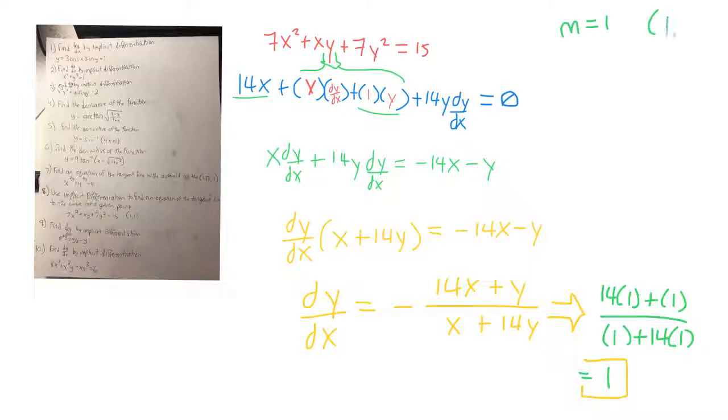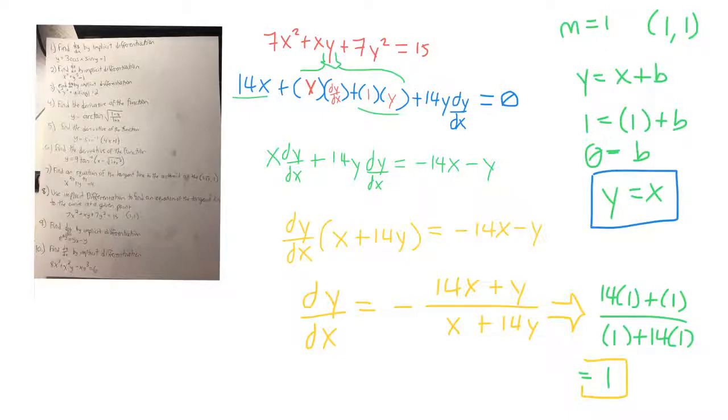Okay, so we've got a slope of 1. We've got a point called 1 comma 1. This one's going to be a piece of cake. It's going to be y equals 1x plus b. 1 equals 1 plus b. B equals a big fat 0. So therefore y equals x. Believe it or not, after all that, y equals x. That is the equation of the tangent line of the curve at that given point.